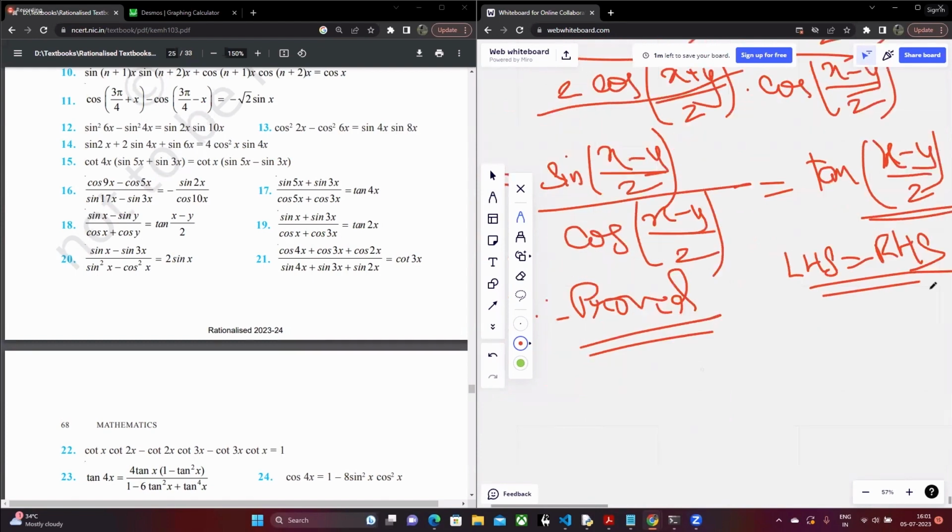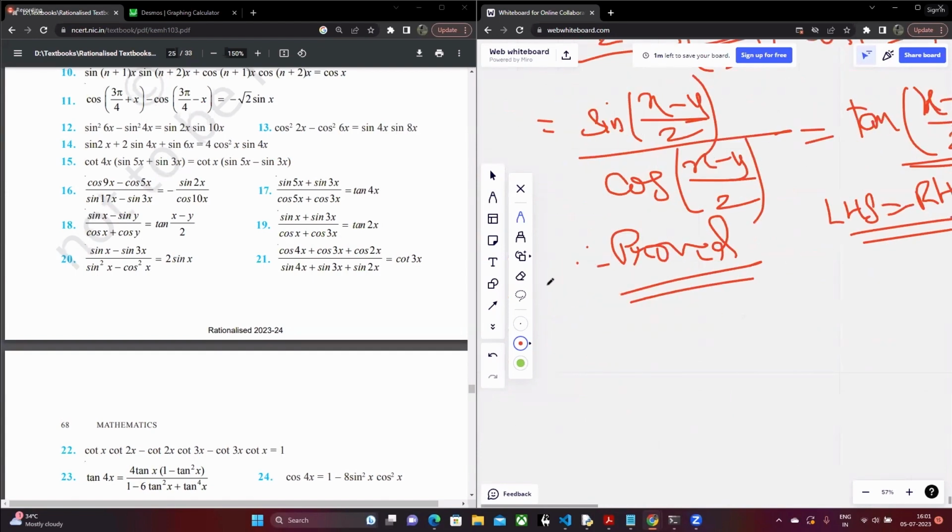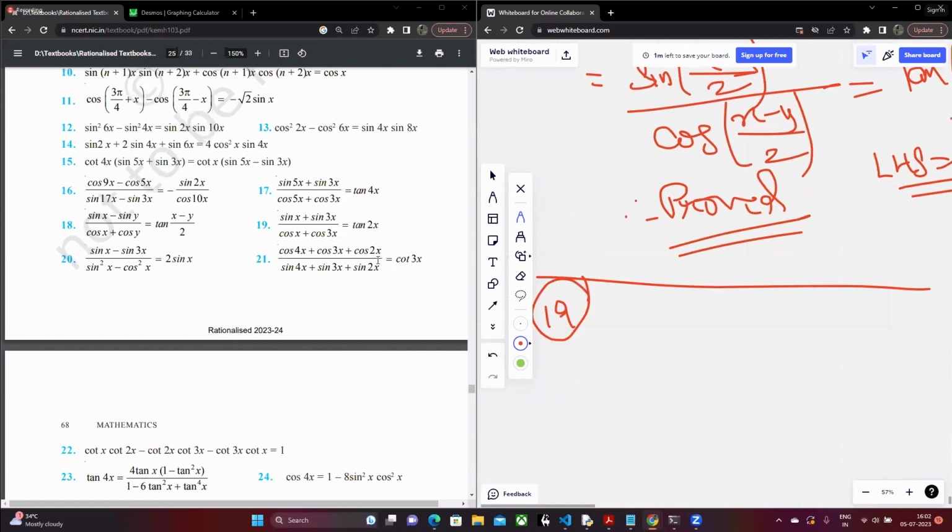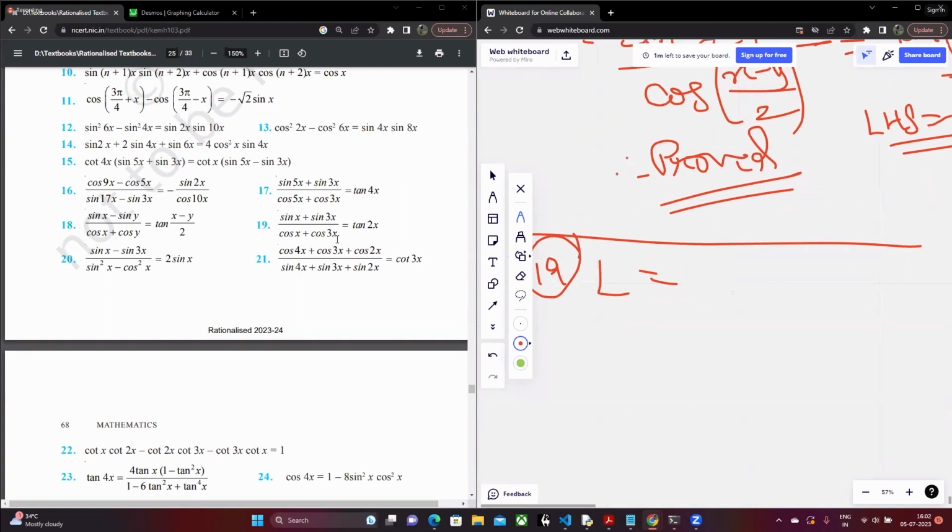Right. Question number 19. Back to multiple answers, right? So again, I leave the left hand side only. Sin x plus sin 3x by cos x plus cos 3x is tan 2x.